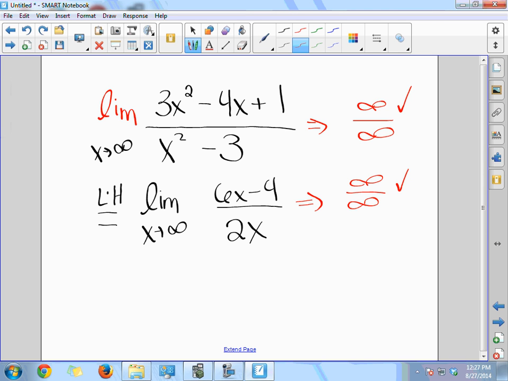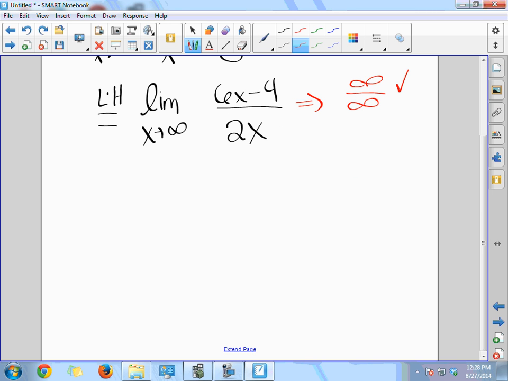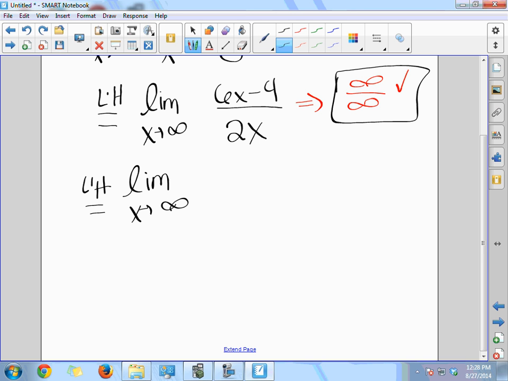But you can apply L'Hopital's rule as many times as you need to. So I'm going to apply it again. As long as, once you apply the derivative of the top and the bottom, you still have a form of L'Hopital's rule, 0 over 0, infinity over infinity, then you can still use it. So since my form is infinity over infinity again, I'm going to apply it again. And I get the limit as x goes to infinity of 6 over 2, right? Which is 3. And I've arrived at the same answer that I got before.